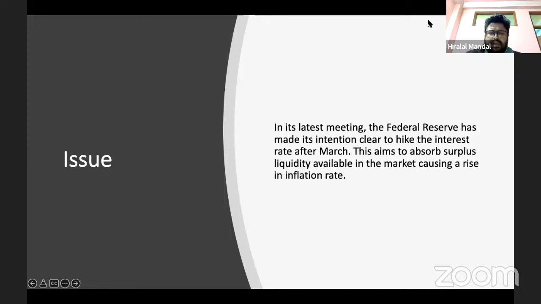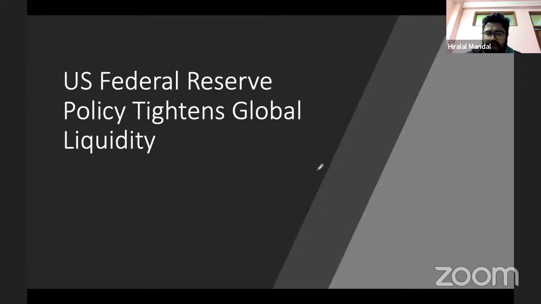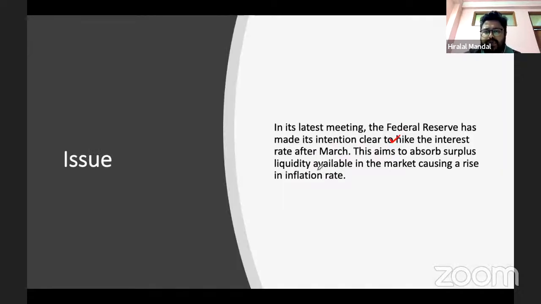In the latest meeting, carried out last week, the Federal Reserve has indicated that it is going to hike the interest rate after March. The objective of this hike is to absorb the surplus liquidity available in the market, which is causing a rise in the inflation rate. This is the issue it is trying to address. This is the announcement made by the Federal Reserve.